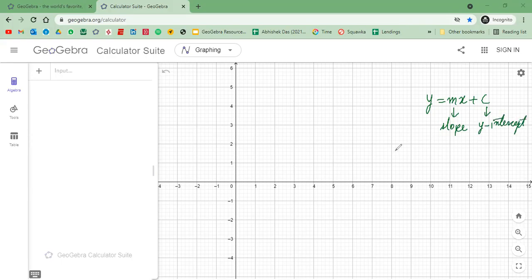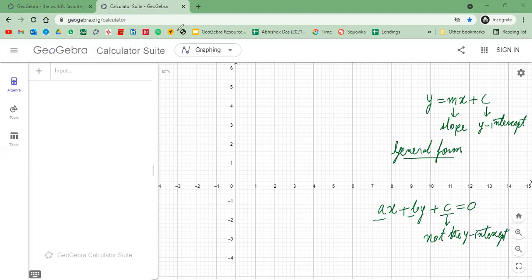Now, what is this general form? The general form looks like this: ax plus by plus c equal to 0, where a is the coefficient of x, b is the coefficient of y, and c out here is not the y-intercept. All right.